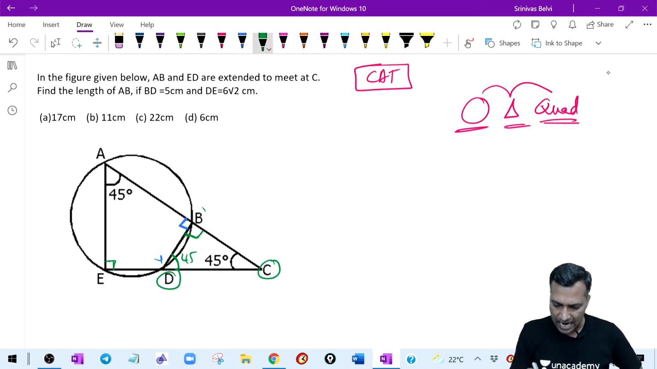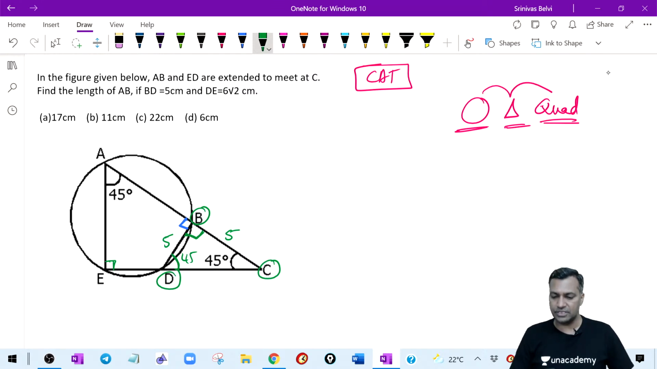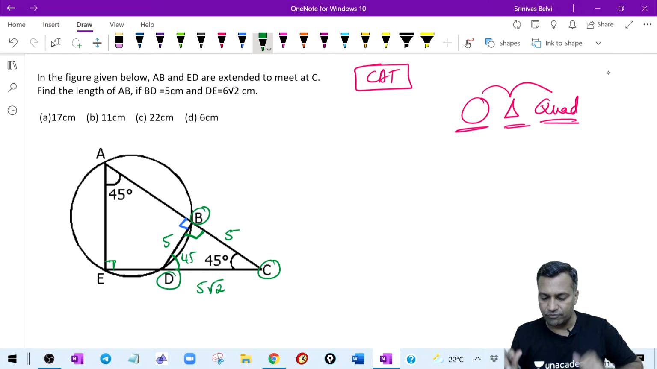Now focus on the triangle CDB. I knew that this was 90. It's a 90, 45 triangle in which BD is equal to 5 units. Then BC is also 5 units, and DC is equal to 5 root 2 units. Why? Because it's a 45, 45, 90 triangle.